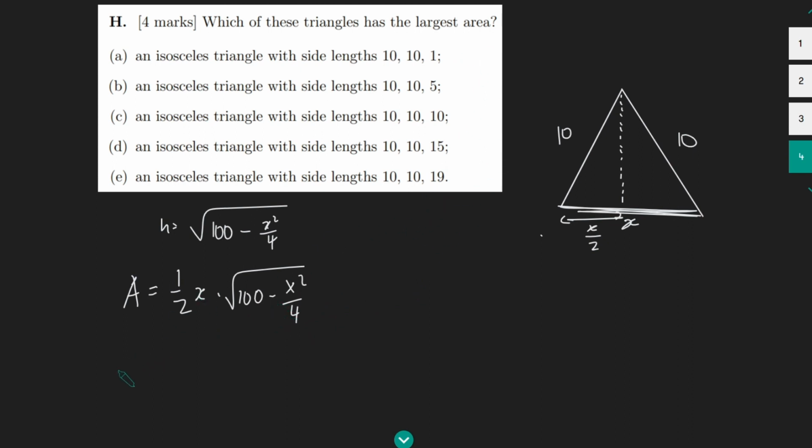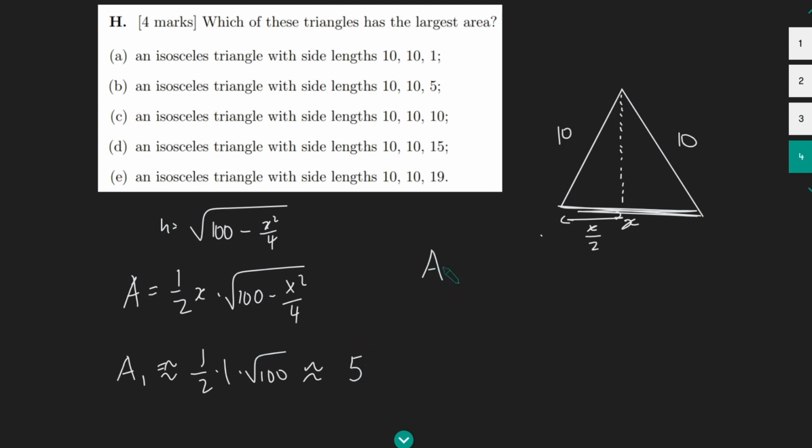So we'll start with, I'll use a subscript 1 to denote when x is 1. So a half times 1 times root of 100 minus a quarter. Well, maybe I'll do this by approximation. So this is a half times 1 times root 100, which is approximately a half of 10, which is 5. Okay, cool. So that's A1.